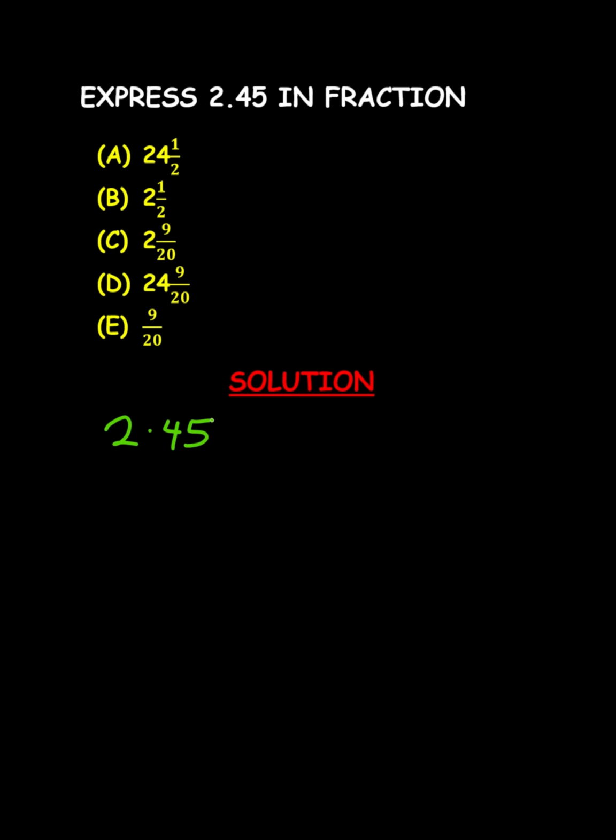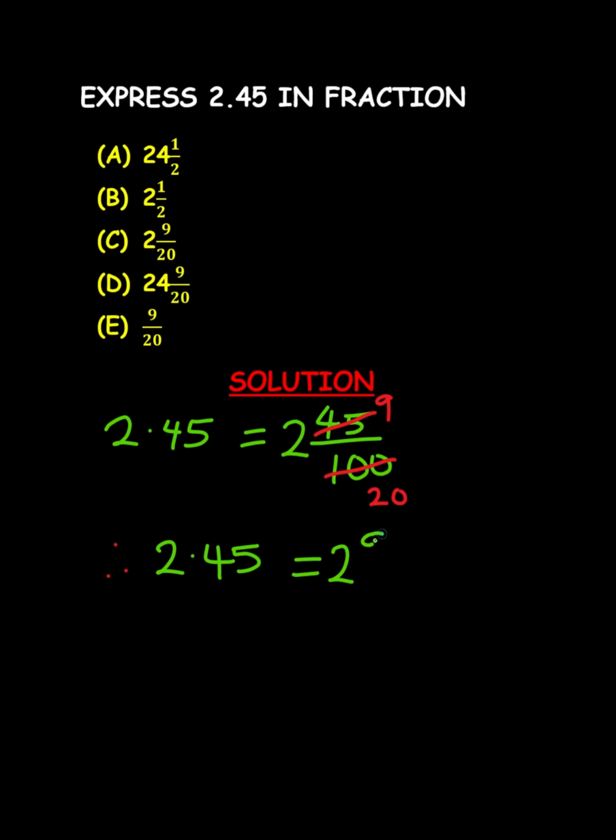2.45 expressed as a mathematical fraction equals 2 whole number, 45 over 100. Divide through by 5. 45 divided by 5 gives 9. 100 divided by 5 gives 20. Therefore, 2.45 expressed in fraction equals 2 whole number, 9 over 20. The correct answer is C.